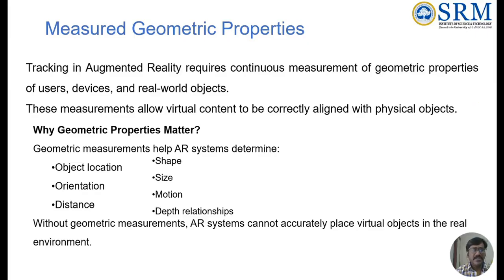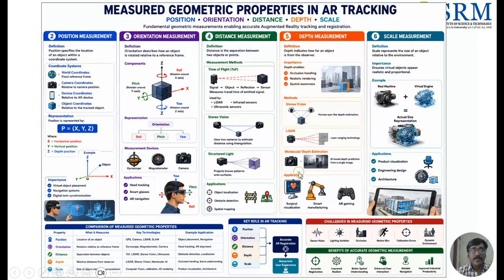What are the things that are measured? The measured geometric properties: tracking in augmented reality requires continuous measurement of geometric properties of users, devices, and real-world objects. Why do geometric properties matter? Because they identify the location, orientation, distance, shape, size, motion, and depth relationship. So geometric properties are necessary to measure. And the measured geometric properties are position measurement, distance, depth measurement, and scale measurement. And the other things we discussed in the earlier slides are also going to be used here.